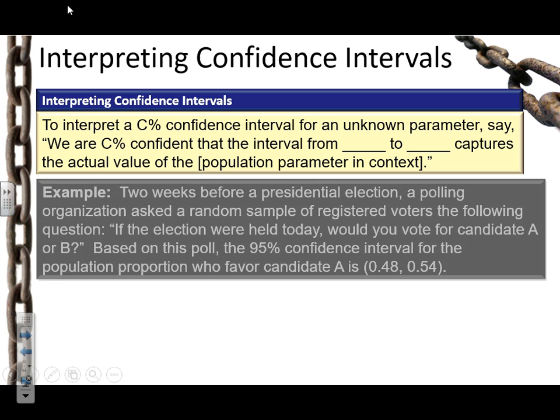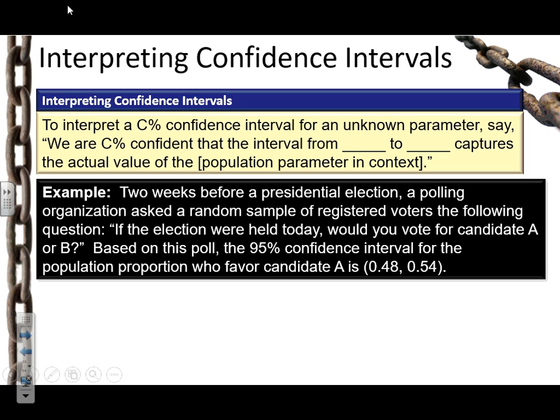Okay? So an example. 2 weeks before a presidential election, a polling organization asked a random sample of registered voters the following question. If the election were held today, would you vote for candidate A or B? Based on this poll, the 95% confidence interval for the population proportion who favor candidate A is 0.48 to 0.54. So they gave us a 95% confidence interval. They said the true proportion should be between 0.48 and 0.54.